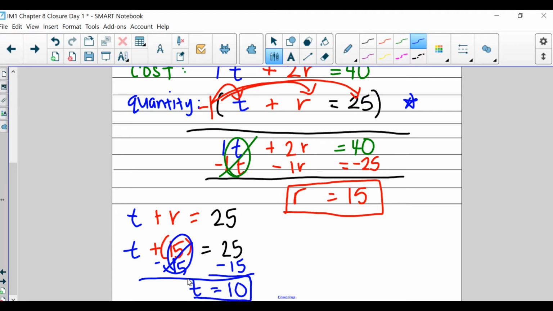So in the end, what did Miss Bishop purchase? She purchased 10 tomatoes and 15 roses.